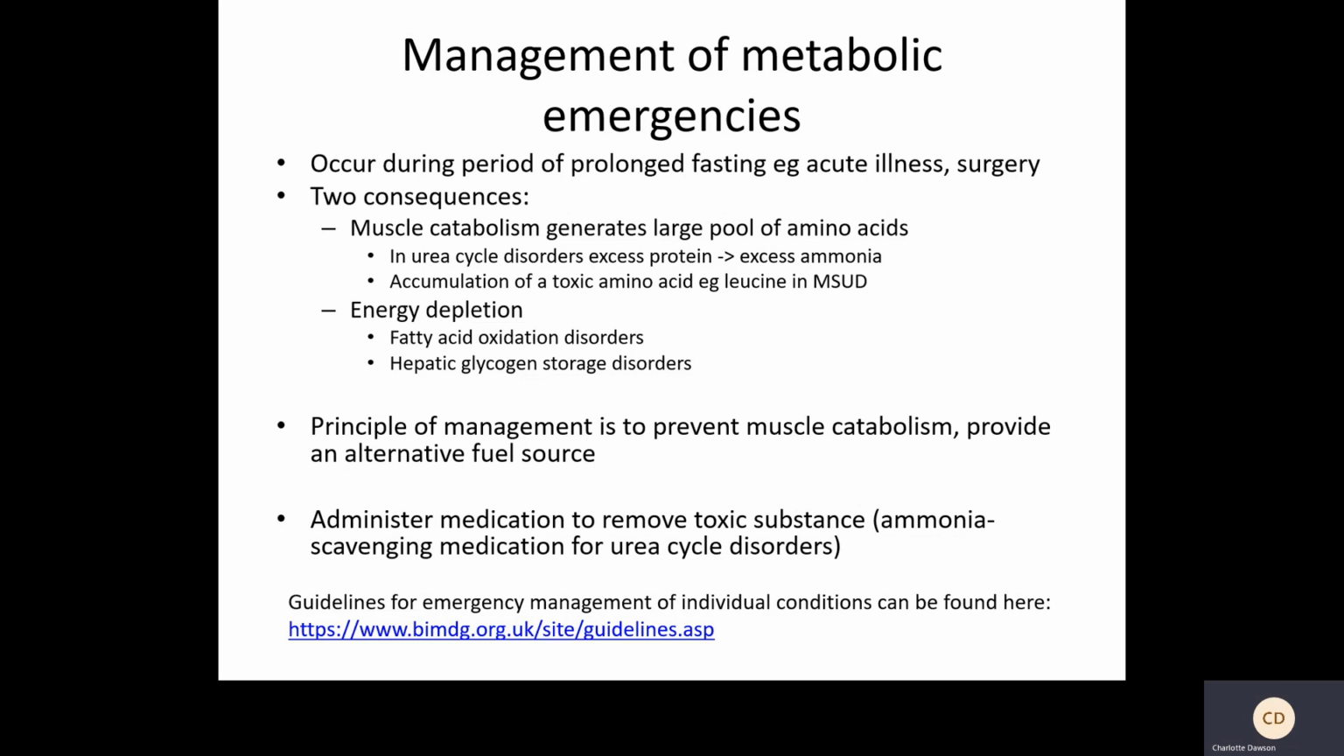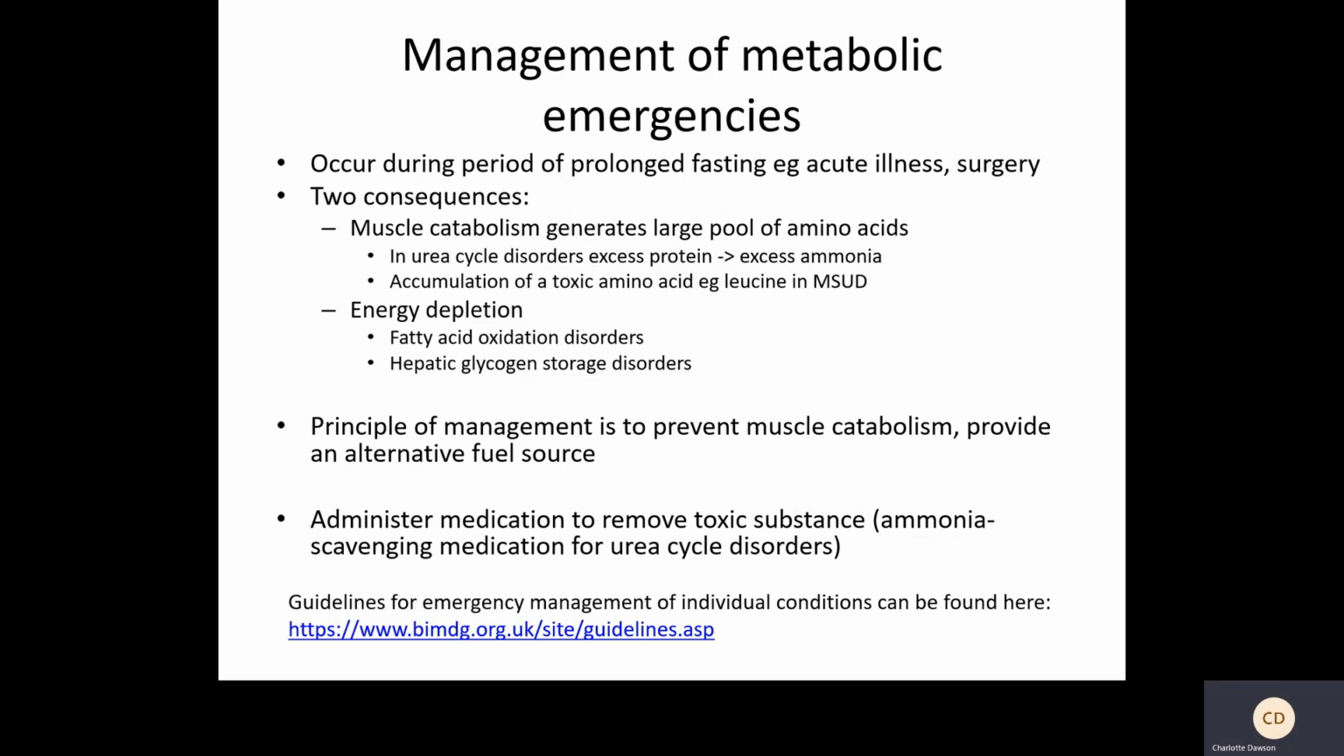So the principle of management is to prevent muscle catabolism, and this is done by providing an alternative fuel source. In some cases, we may need to administer medication to remove the toxic substance, and particularly notable examples are the urea cycle disorders, where we administer ammonia scavenging medication. In fact, many patients require ammonia scavenging medication all the time, but we may need to up the dose during times of metabolic crisis.